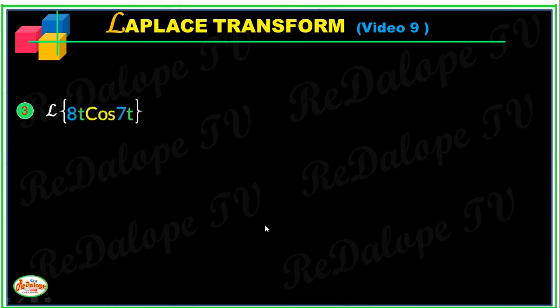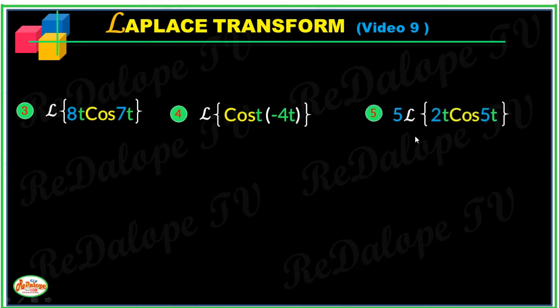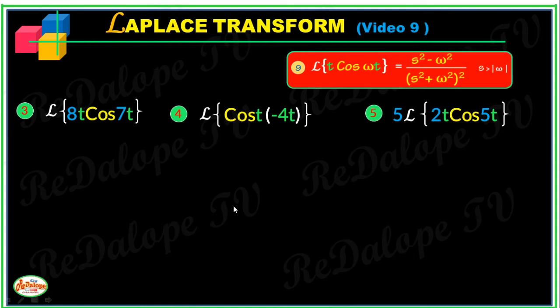Now let us try the last 3 problems. So we have problem number 3, problem number 4 here, and the last problem number 5. Now if you observe, 8, 1, and negative 4 are constants, so we can simply shorten the solution by just writing the final answer directly, without writing the solution, by applying formula number 9.